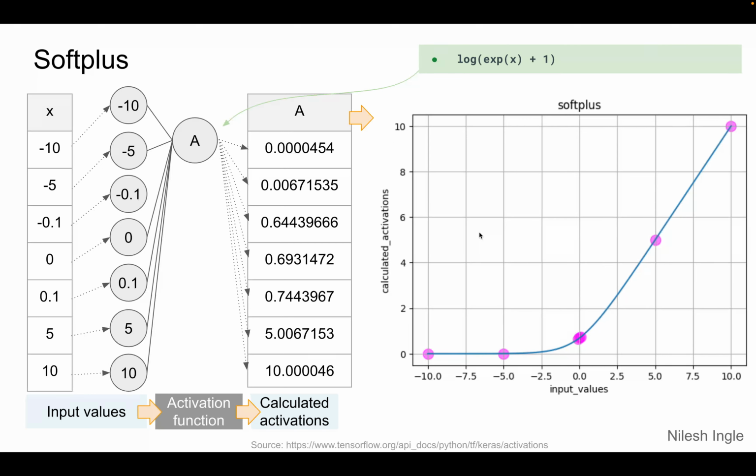And then on the right hand side, what we have is the blue line that is the softplus activation curve. And the magenta dots are the values that are calculated in the column A that we see on the left hand side. Let's now go into Colab and see how we can use a softplus activation function.